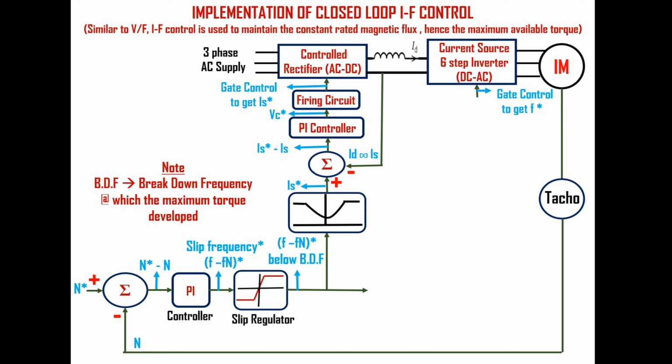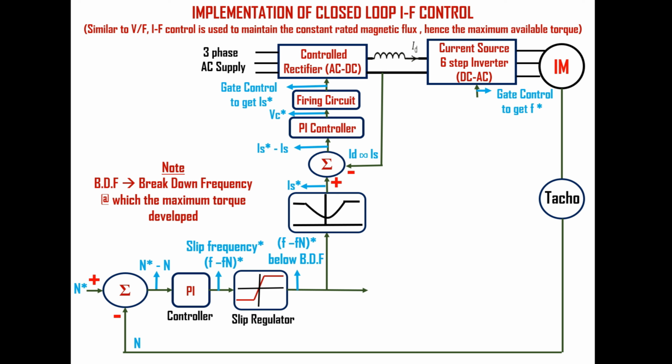So the output of the PI current controller will be the desired control voltage Vc star, which will be given to the firing circuit, and this firing circuit will generate the gate control for all 6 thyristors, by which we can get the desired magnitude of current output from the controlled rectifier.